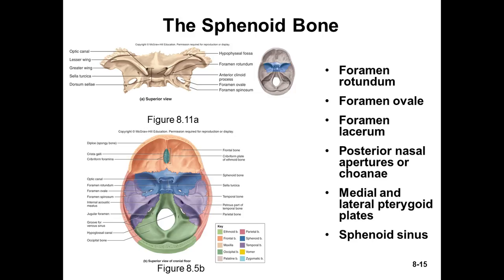So that's pretty much the important part of this particular section. The trigeminal nerve passes through the foramen rotundum and the ovale. The trigeminal nerve is cranial nerve 5.